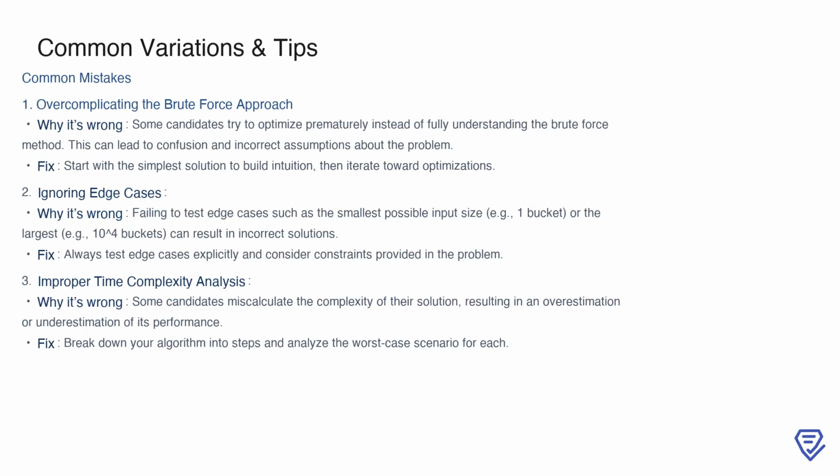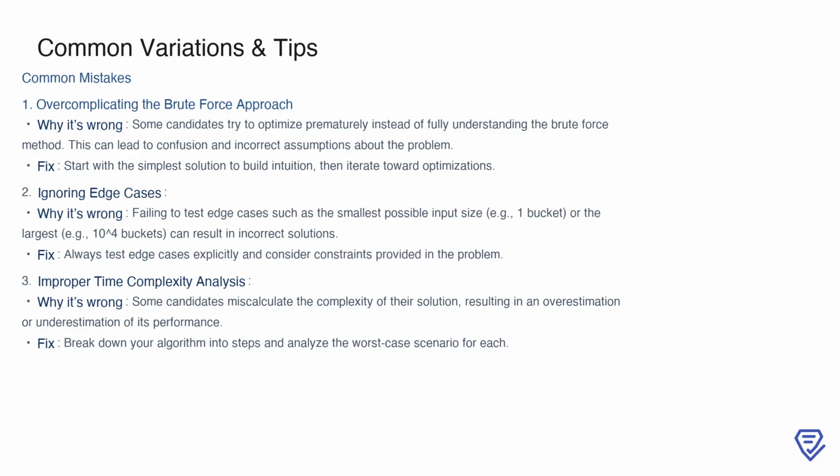When solving the poor pigs problem, there are several common mistakes to watch out for. First, overcomplicating the brute force approach can be a major pitfall. Many candidates try to optimize too early without fully understanding the simplest solution, which often leads to confusion and incorrect assumptions.